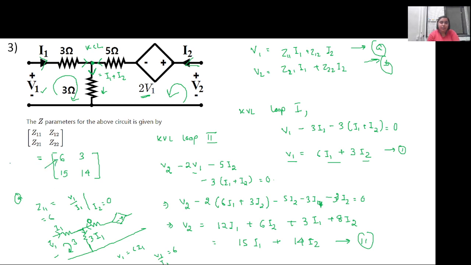Similarly, at home you can go ahead and apply the other conditions to calculate Z21 and Z22 and verify it. Okay, is this fine? Then we can move to the fourth question.